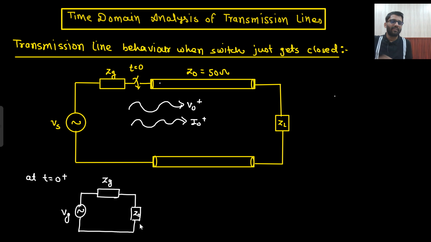So how can I find my Z naught? Sorry, this is my Z naught. Z naught will be given in the question. This has been mentioned as 50 ohm, but it could be anything. So I am just writing it Z naught.